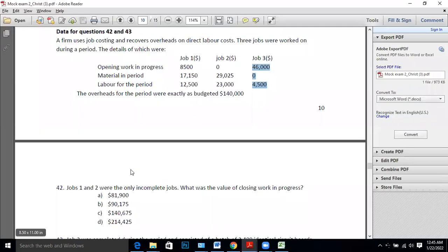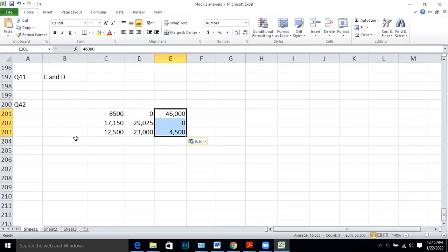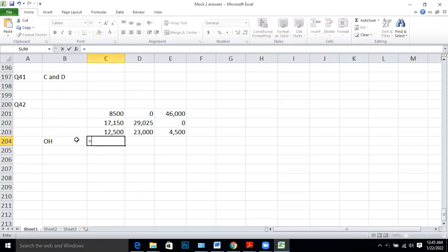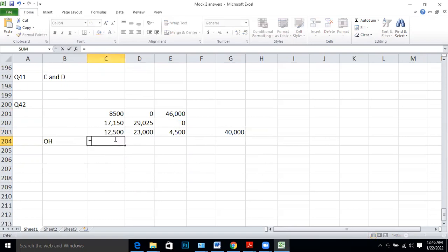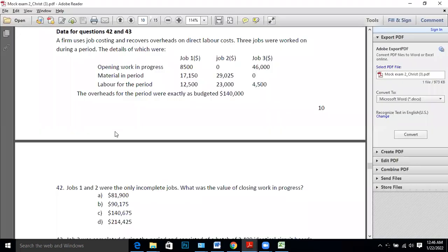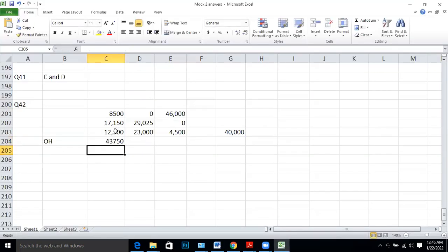Then let's see how the overhead is absorbed. Overhead is absorbed based on labor cost. Labor cost is this, right? Overhead is 140,000. First get the total of labor. We'll keep it. Total of these three. Now 140,000 divided by this figure multiplied by this figure. Last row is the labor cost, right? Yes. In proportion of labor, I am allocating overhead 140,000.